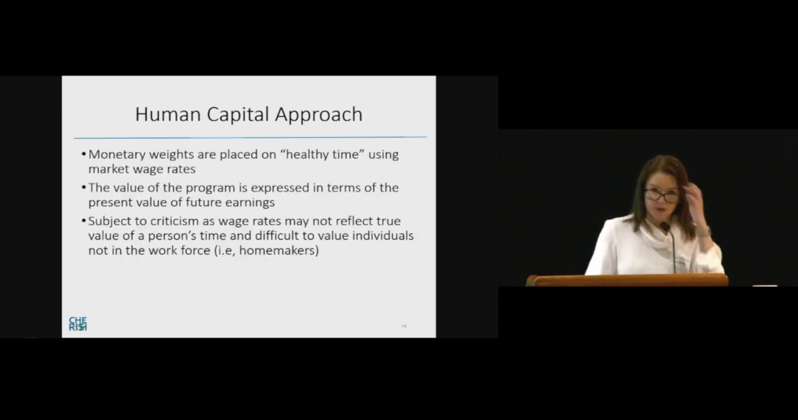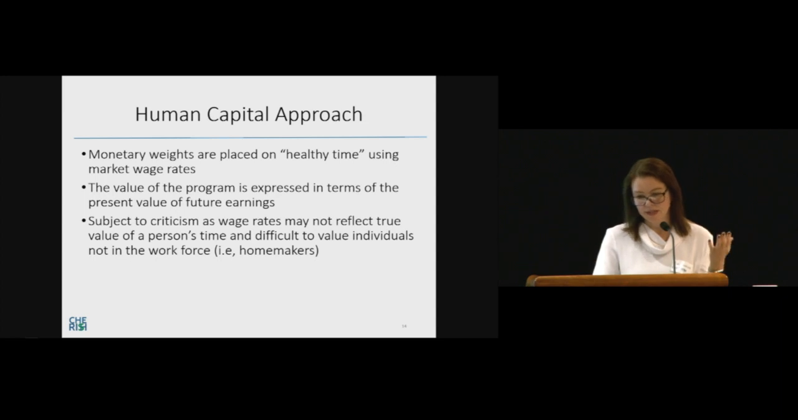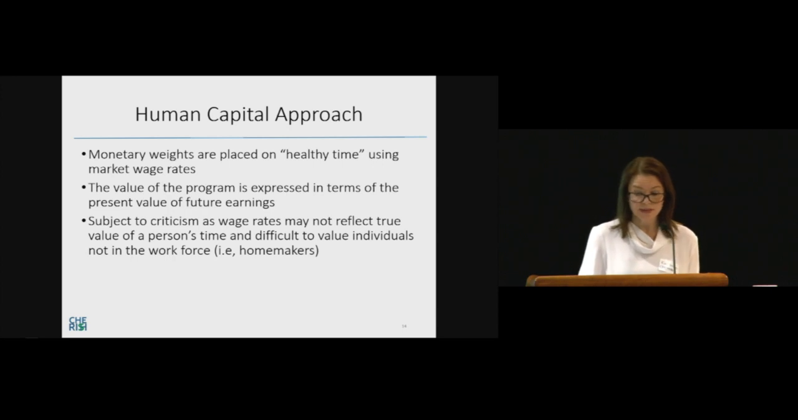Okay, so the human capital approach, this won't be surprising. If you think about human capital, you're probably thinking about something to do with productivity or earnings, and that's exactly it. So we use someone's wages as essentially the price of an hour of time, the value of an hour of time. And as far as the full benefits of extending life, we can translate that into benefits by calculating the present value of future earnings.